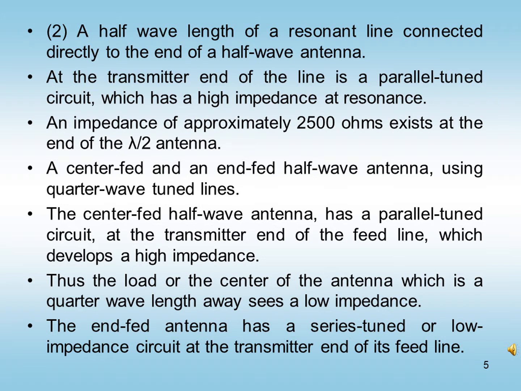At the transmitter end of the line is a parallel tuned circuit. So the transmitter end needs to be connected with a parallel tuned circuit, which has a high impedance at resonance. An impedance of approximately 2,500 ohms exists at the end of a lambda by 2 antenna. So in this case, for the lambda by 2 antenna, we need to attach an impedance of approximately 2,500 ohms.